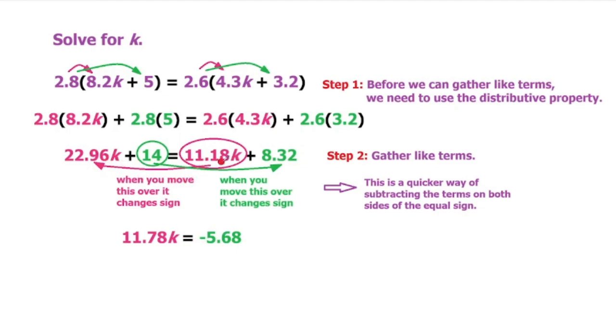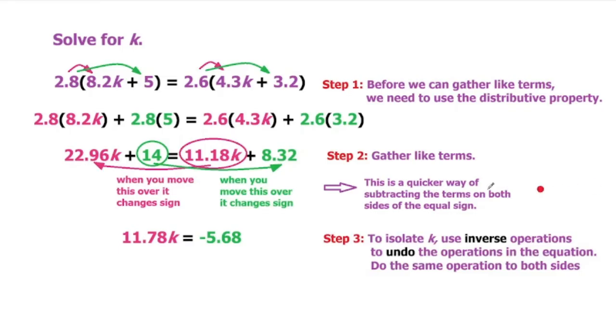22.96 minus 11.18 leaves us with 11.78k, and then when you do this subtraction, 8.32 minus 14, you're left with minus 5.68. So now, step 3, to isolate k, use inverse operations to undo the operations in the equation, and we do the same to both sides, okay?